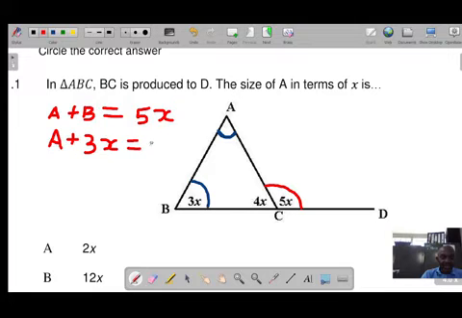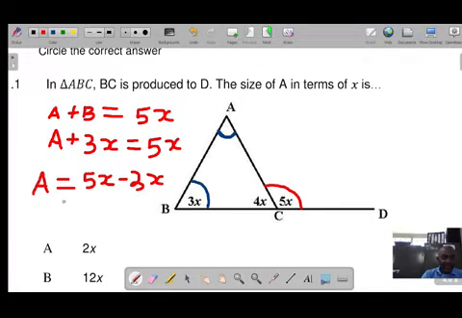Now talk to me, what is 5x minus 3x? Because this is positive, it becomes minus, which means that angle A equals 5x minus 3x. So what is 5x minus 3x? Talk to me, please. I think you said the right answer. 5x minus 3x is 2x. So that is our answer. As you can see from your question paper, 2x is option A. So our answer is A. I hope, guys, we are together. Let us proceed.